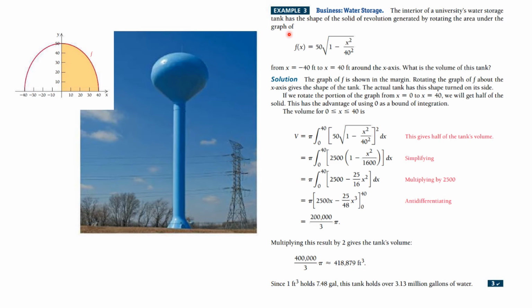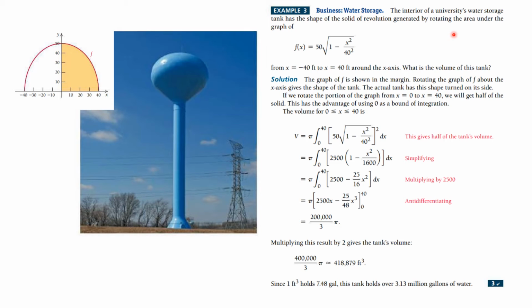Let's do a very applied example. We're going to talk about water storage. Now, this water tower is used to store water, but is found by taking a function f, and that looks like this. But this time, we're going to rotate this around the x-axis. So we're doing this and going down here. So you see we get a shape that looks like this.